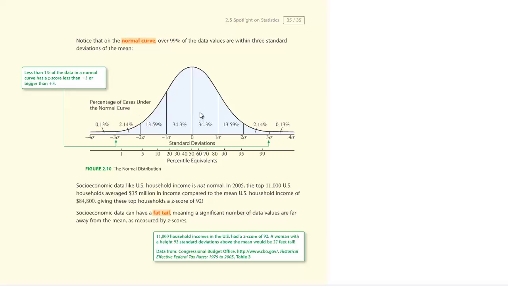So just remember 68, 95, 99.7, and that'll help you figure out what percentages are within so many standard deviations of the mean. And that's pretty much everything for this video.